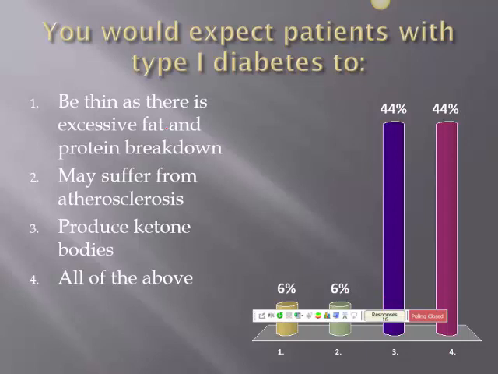Because fat is broken down and fatty acids are produced which lead to ketone bodies, those fatty acids also get deposited. There's increased fat circulating in the bloodstream, which gets deposited in arteries and leads to plaque formation. So they also suffer from atherosclerosis at a young age. So all three actually happen in type 1 diabetics.